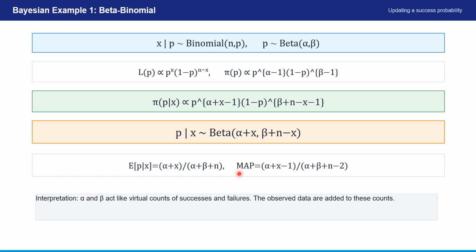The posterior mean is (alpha plus x) divided by (alpha plus beta plus n). The MAP estimate is (alpha plus x minus 1) divided by (alpha plus beta plus n minus 2) when the parameters are greater than 1. Interpretation is very useful. Alpha acts like prior successes and beta acts like prior failures. The data simply add real successes and failures to these prior counts.